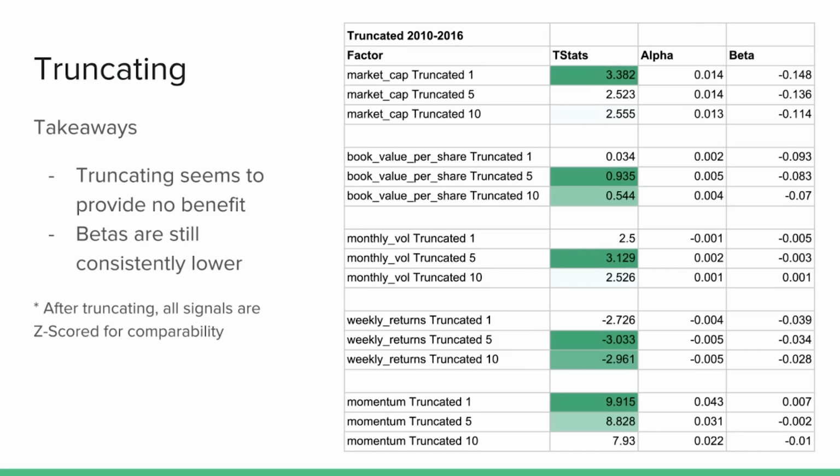In contrast, for truncating with the same time period and same percentiles, we see that truncating has much less marginal benefit. We see how when we truncate 1, 5, or 10%, there's really no pattern. And really the T-stats are all over the place, the alphas are all over the place. And so we can conclude how truncating is generally worse than Winsorizing, and that we'd want to do Winsorizing instead of truncating, because of the information we have more in Winsorizing. And we notice on the right side also the betas are still consistently lower.